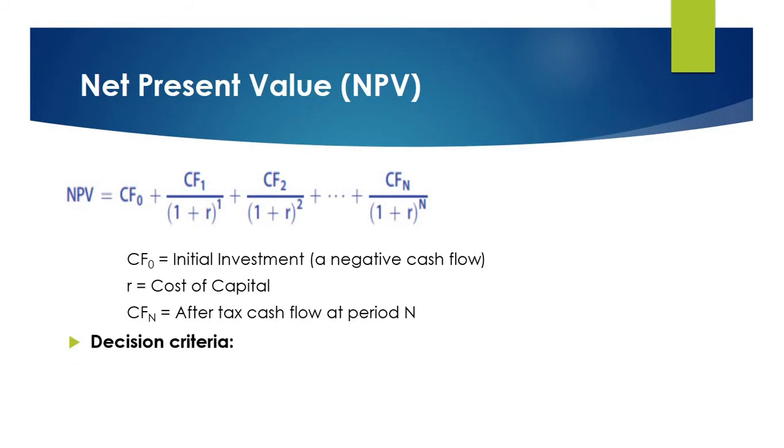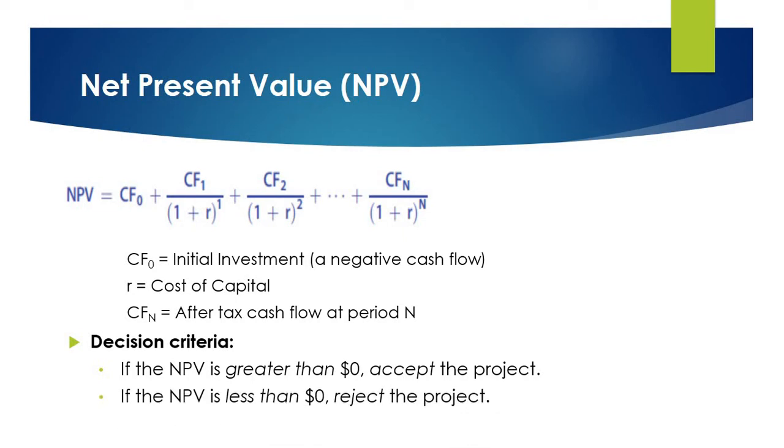So how do we evaluate projects based on net present value? If net present value of a project is more than 0, we will accept the projects, and if the net present value of a project is less than 0 or negative, we will reject the project.